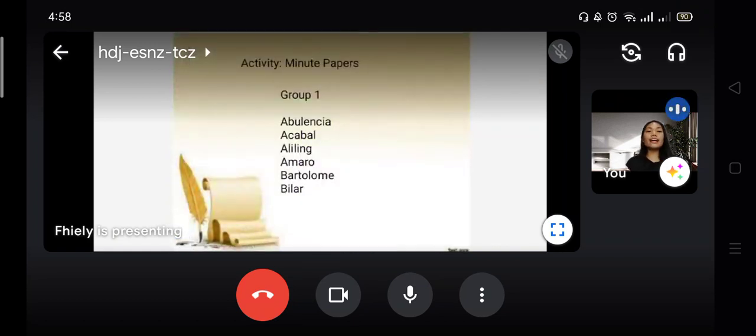Okay, our last activity. This activity is called minute papers. I will give you at least 5 minutes to answer one question only for each group. So group 1 will answer question 1, group 2 will answer question 2, and so on. There are five groups and 5 questions, so each group will answer your specific question.